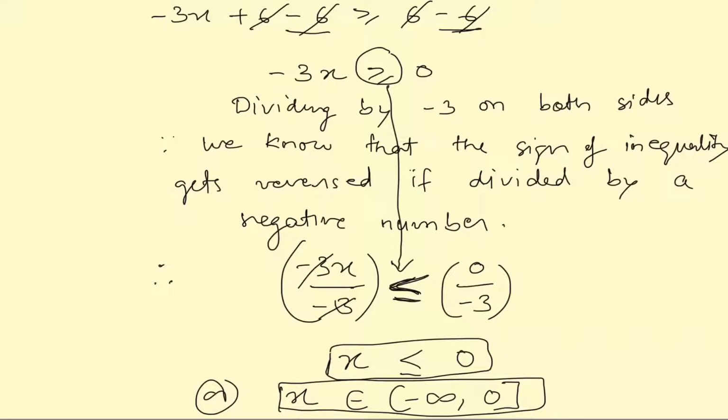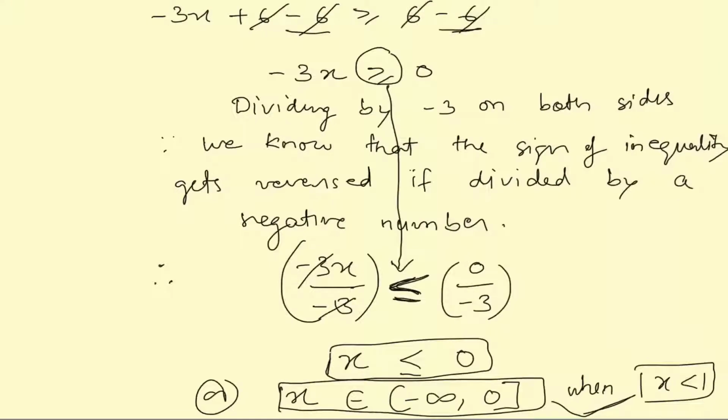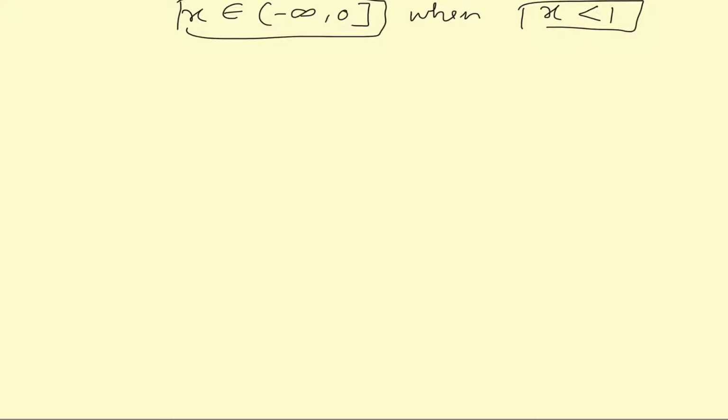When x is less than 1, that means we need to take the intersection of these two. X belongs to minus infinity to 0 in the first one, but x is less than 1 in the first case. That means we'll have to take the intersection of these two. So how can we take the intersection?